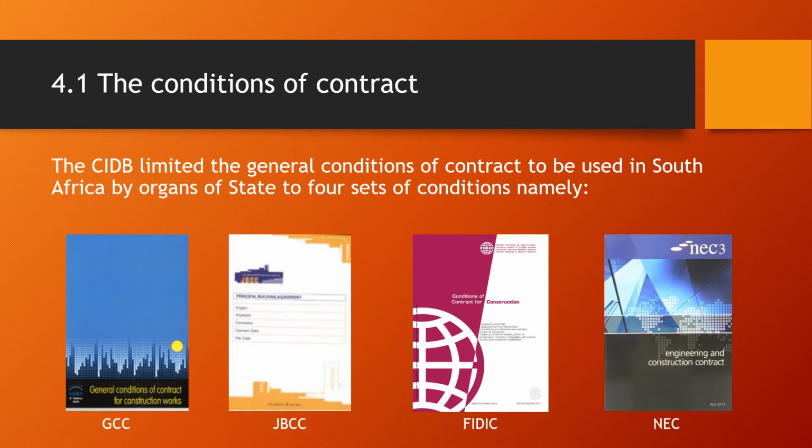The GCC is what we're going to be working with in this training, and it's the most common form of the conditions of contract. This is usually for civil works, whether it's roads, whether it's pipelines, whether it's paving works, any form of civil works usually falls under what we call the GCC.